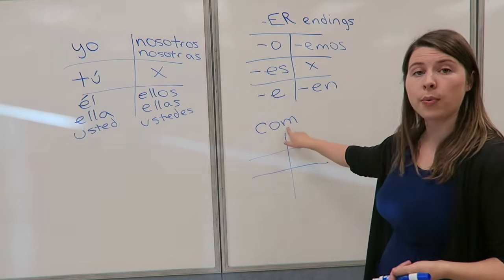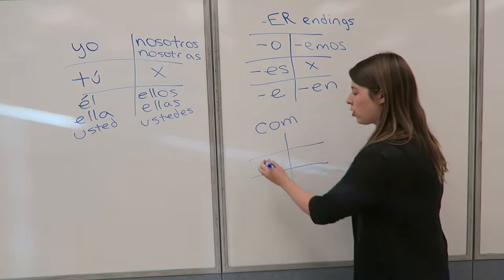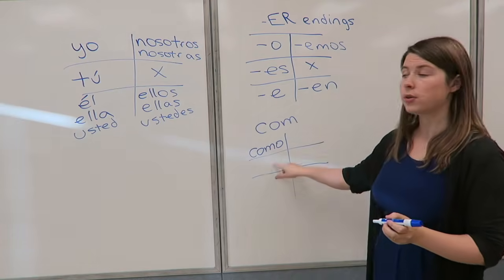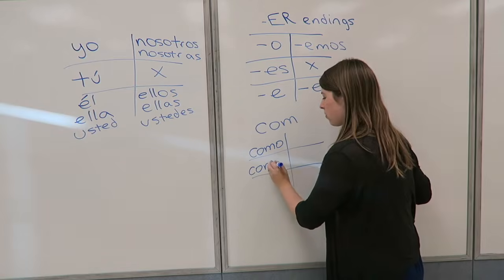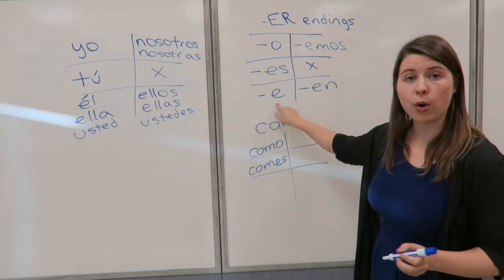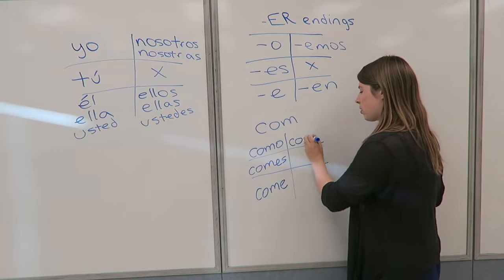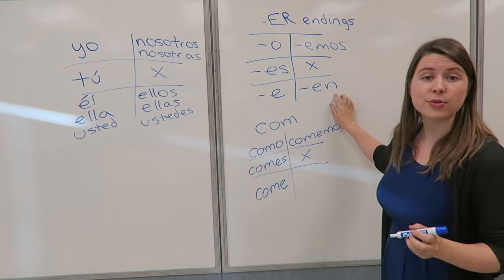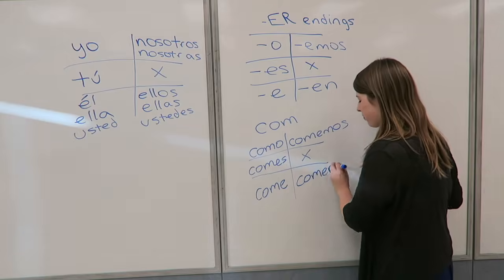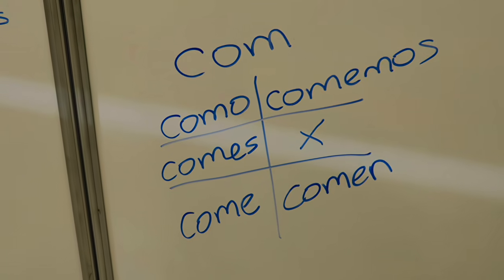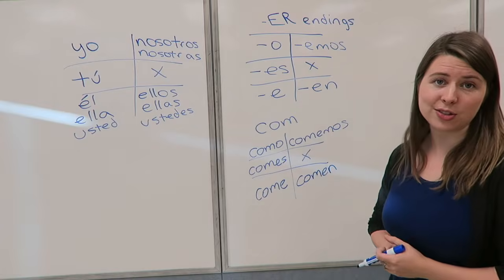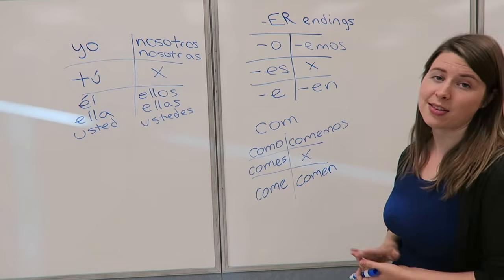Our stem, com, como, yo como, tú comes, él, ella, usted come, nosotros comemos, ellos, ellas, ustedes comen. The same format still applies here. You just apply the endings to whatever the word is and use that as a sample.